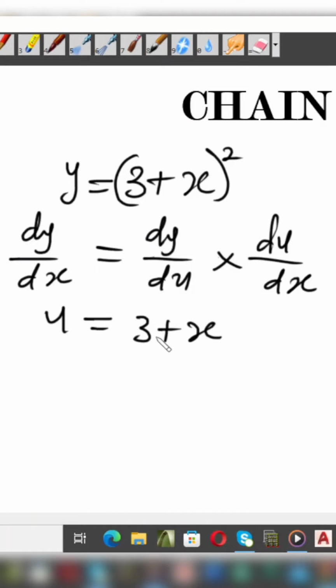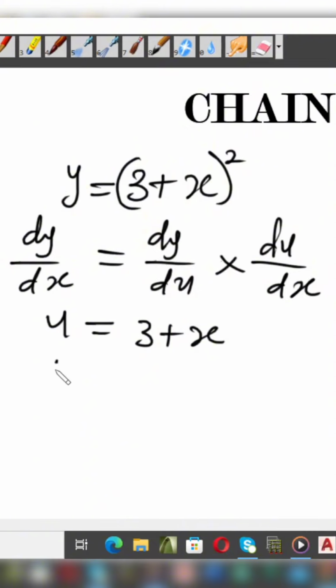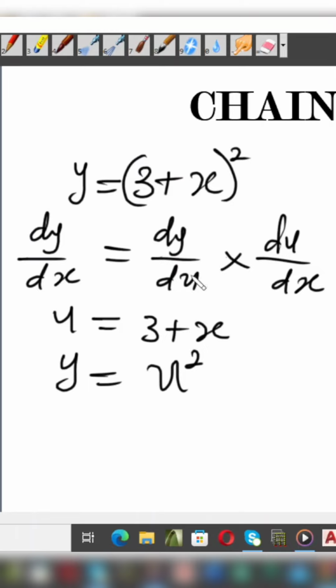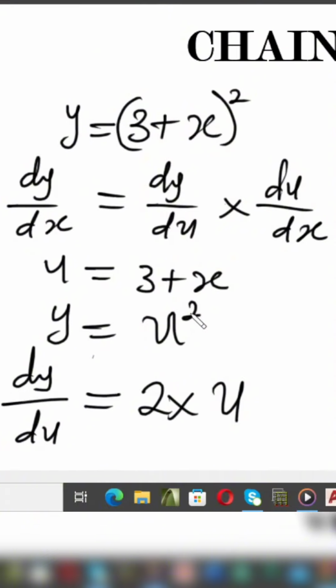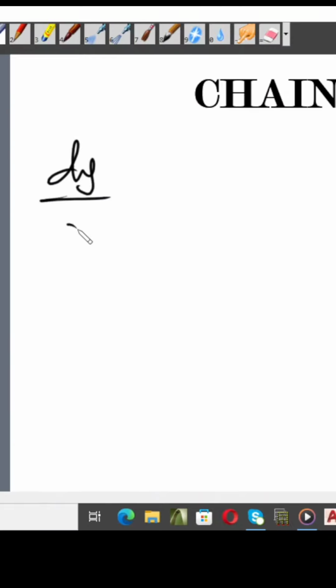Now, since u equals 3 plus x, that means y equals u squared. Now let's find dy all over du. So dy all over du equals, since y equals u squared, differentiating y with respect to u, we have u multiplied by the power, which is 2, multiplied by u, and then the power minus 1, which is 2 minus 1. So dy all over du equals 2u.